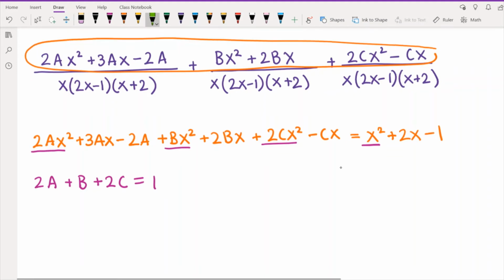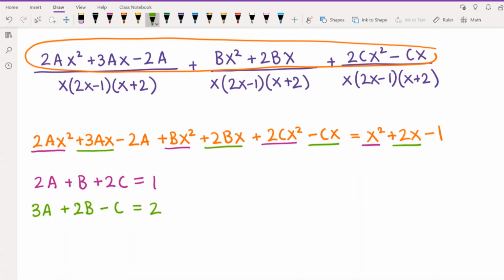Then if we go through and look at the x's, so we have 3ax, 2bx, and negative cx, those have to add together to give you 2x. And so that tells us that 3a plus 2b minus c has to add up to 2. And then our last one, well, we just have this negative 2a. That's the only one that has a, that doesn't have an x in it, right? And so that tells us that negative 2a, maybe I'll write it over here, negative 2a has to equal negative 1.